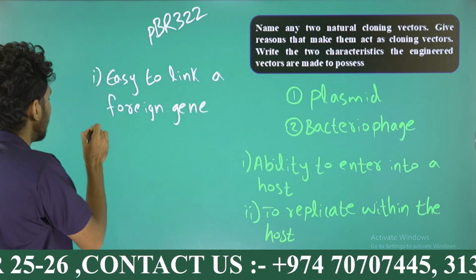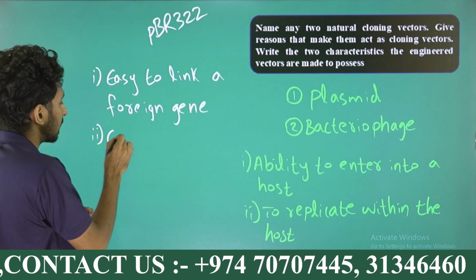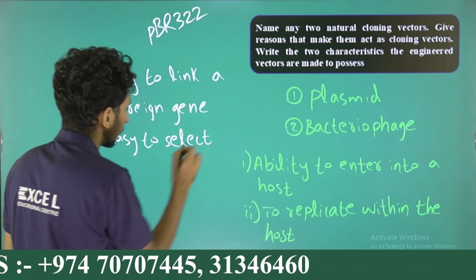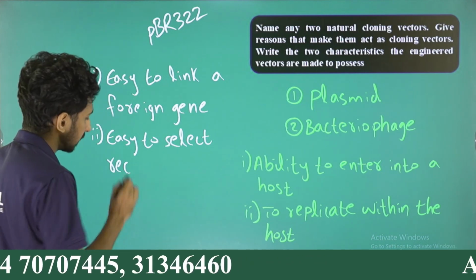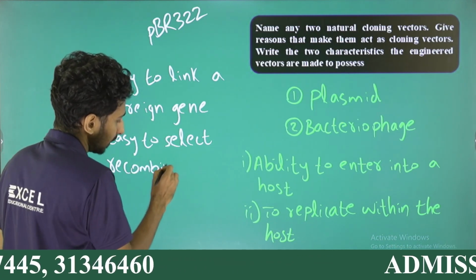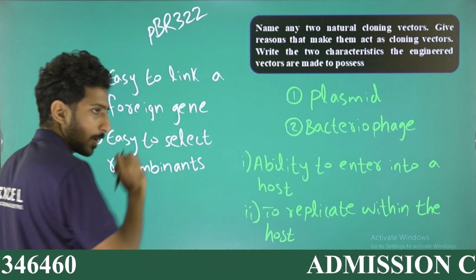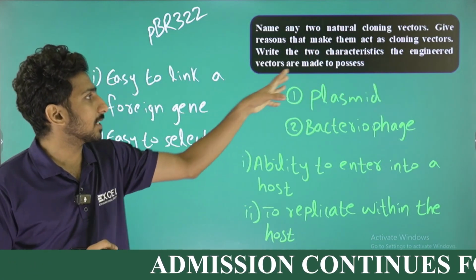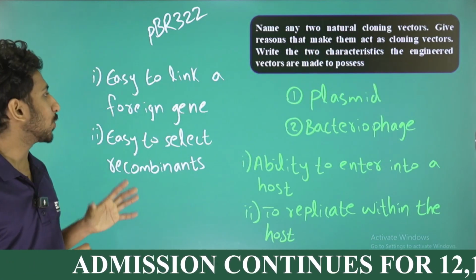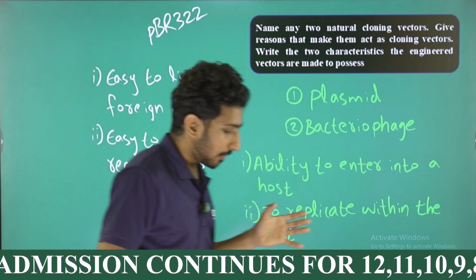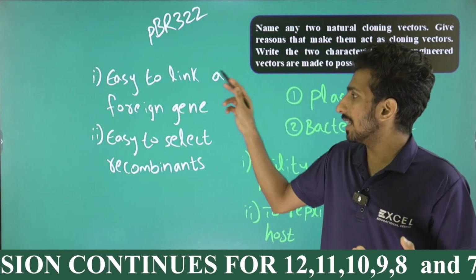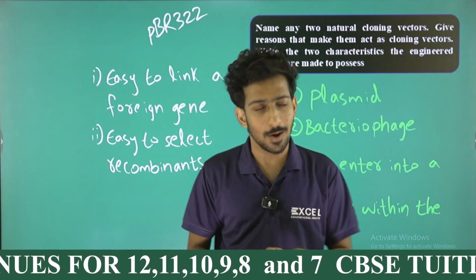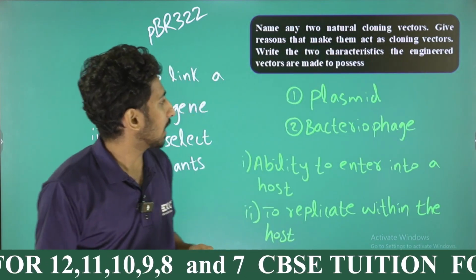Okay, second advantage, easy to select recombinants. Okay, listen, write the two characteristics the engineered vectors must possess. These are the two characteristics of an engineered vector. First one, it is easy to link a foreign gene. Second one, it is easy to select recombinants. Got it? Okay, so let's go to the next question.